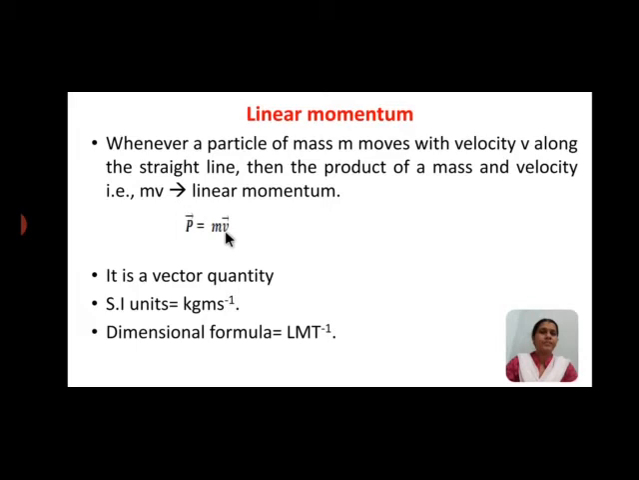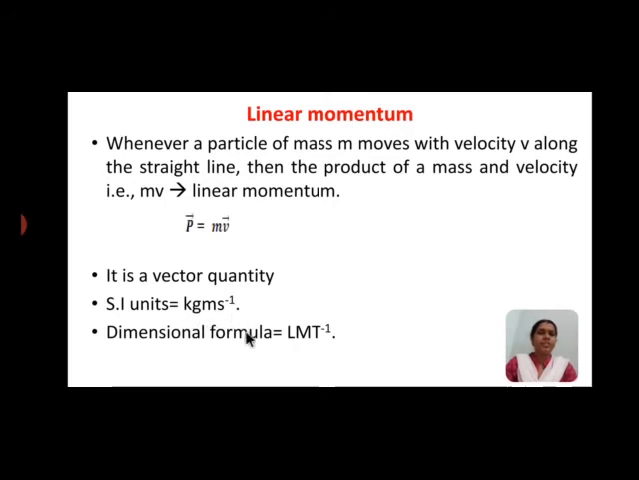Now, since it involves mass as well as velocity, it is a vector quantity. Velocity is a vector quantity. And the unit for linear momentum is kg meter per second. Where m is the mass, whose unit is the kg. As we know, velocity is nothing but distance by time. Distance unit will be meter, and time comes in the denominator. Distance by time, so it becomes meter per second. So, kg meter per second.